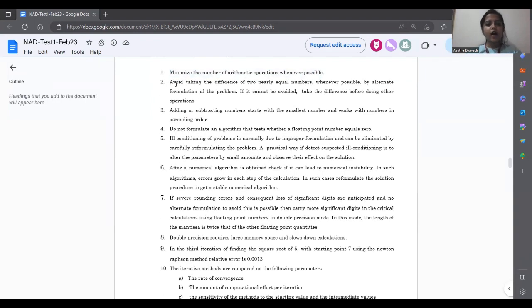Next, avoid taking the difference of two nearly equal numbers whenever possible by alternate formulation of the problem. If it cannot be avoided, take the difference before doing other operations. So this statement also seems true. Let's see how. Taking the difference of two nearly equal numbers can lead to loss of accuracy and numeric instability, especially when dealing with floating point numbers. This is because the difference between two nearly equal numbers can result in a very small number that may be lost due to the limited precision of floating point arithmetic.